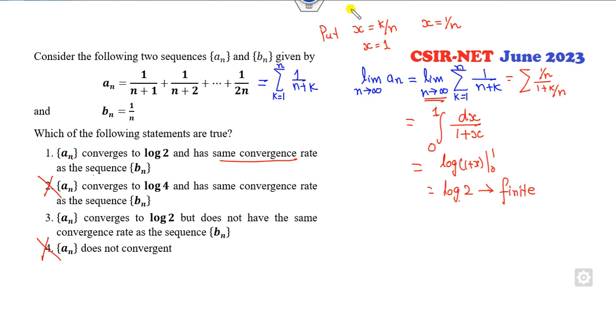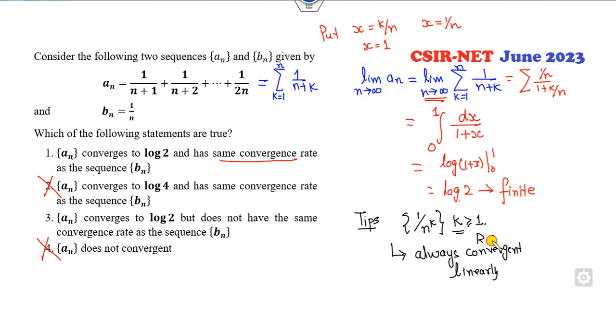Now, regarding rate of convergence, always remember the sequence 1 over n raised to power k, whatever the k is. Fine. K is greater than 0. Then it is always convergent linearly, or you can say the rate of convergence is linear. Remember, it is only convergent linearly. Fine. So what does that mean? If I say Bn, it is k equal to 1. So it means the rate of convergence is linear, 1. Again, you can see it's n plus k. It is similar to this. It means the rate of convergence is also 1. So both have the same rate of convergence. Fine. The others are cancelled. A is the right answer.